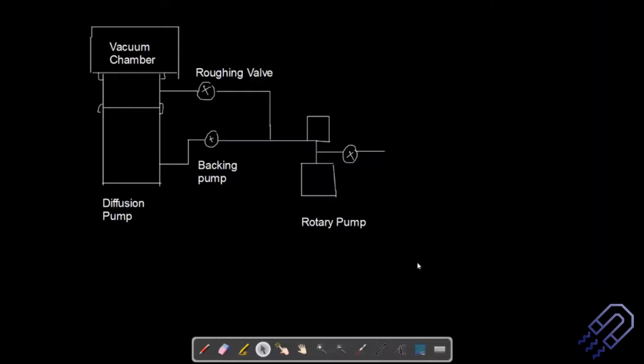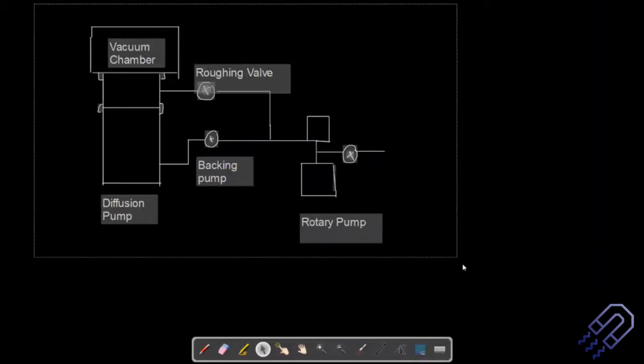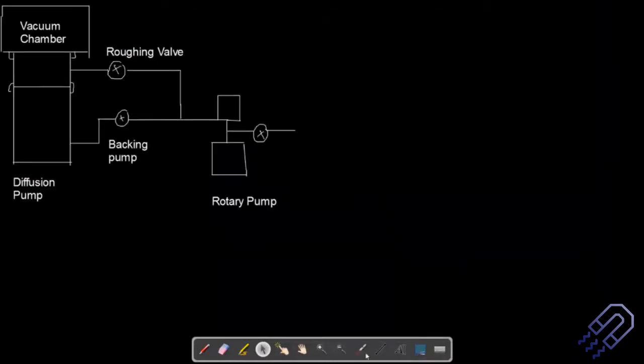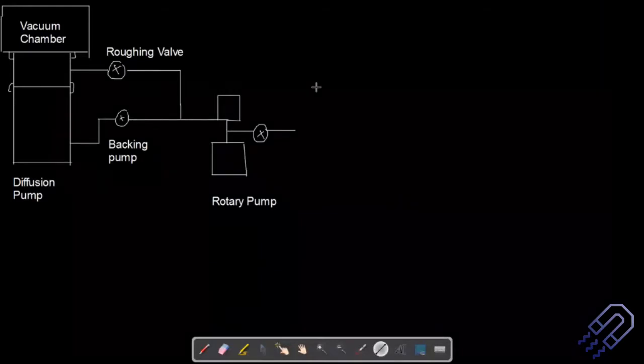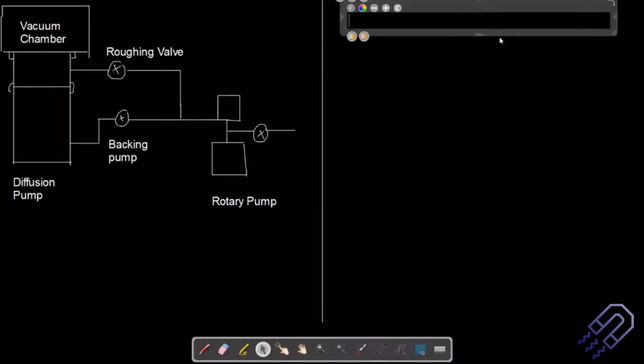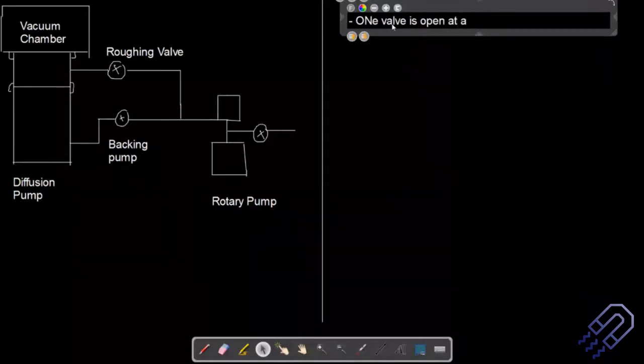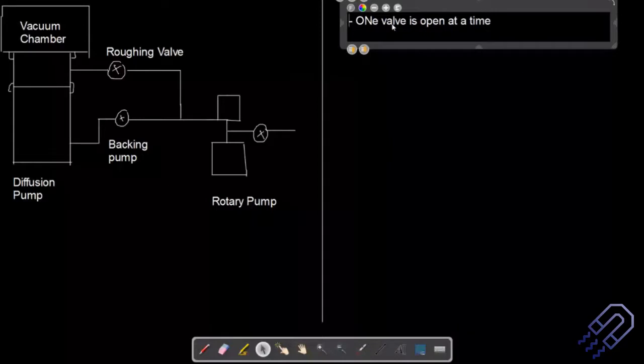So this is what we have to see here. It's very simple. And I will just write down some sentences. I think then it will be a bit more clear to you, but the idea is simple here. We don't open all the valves at a time. One valve is opened at a time. So the first point is one valve is open at a time. At a time there is only one valve which is kept open.